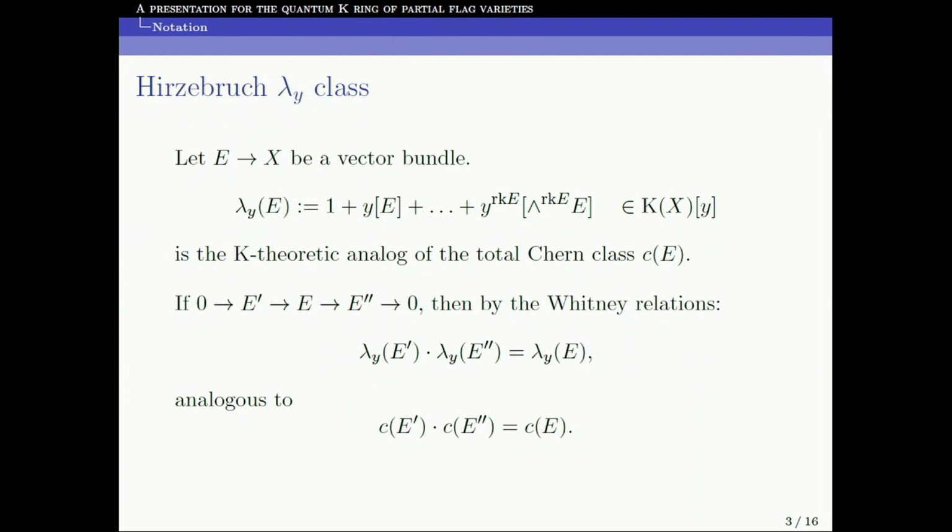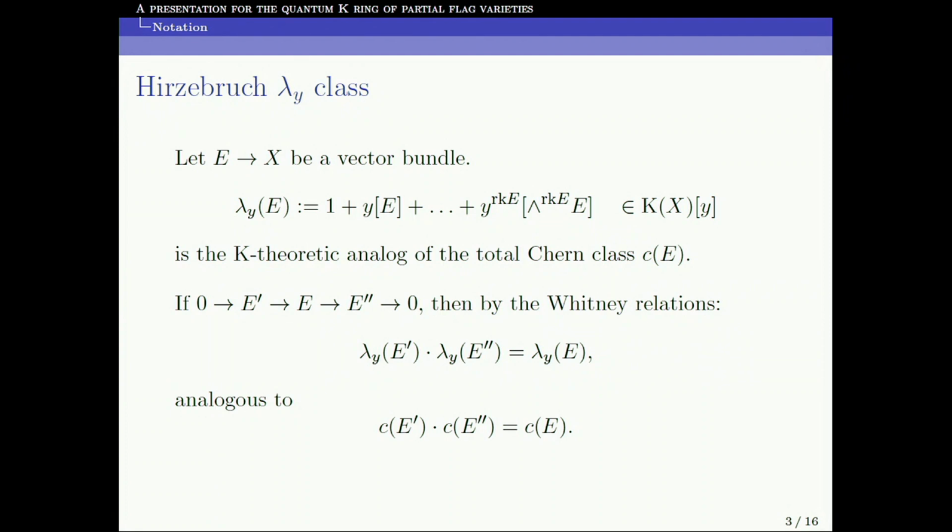And recall from Leonardo's lectures, we have these Hirzebruch lambda y classes, which are K-theoretic analogs of total Chern classes. Here, y is a formal variable. The key point about these lambda y classes is that whenever we have a short exact sequence of vector bundles on X, the lambda y class of the bundle in the middle splits as a product of the lambda y classes of the other two bundles. And this is very much analogous to what happens for the total Chern class.